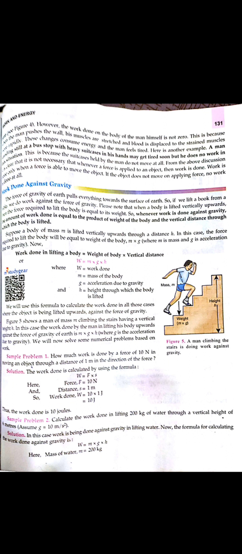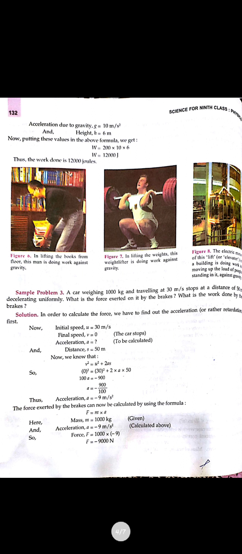For mg, mass will be 200 kg, and g will be 9.8 or 10 meter per second square. As it is already given in the question to assume g as 10 meter per second square, the value of g will be 10 meter per second square, and h will be 6. So 200 into 10 into 6 gives 12,000 joules. Here are some examples: in lifting a book from the floor, the man is doing work against gravity, so that is considered as the formula mgh. Similarly, in lifting weights, here also mgh.